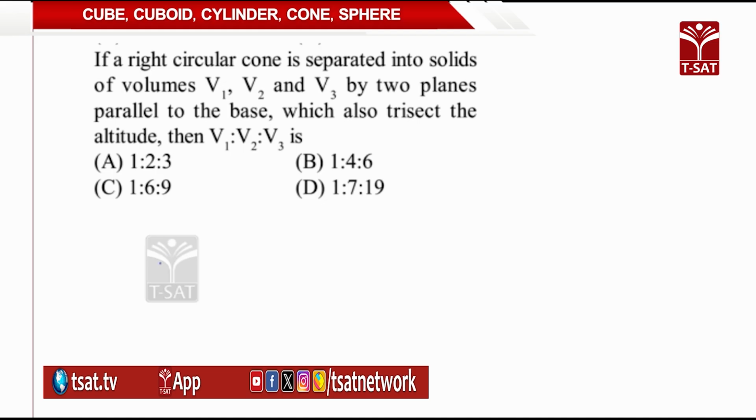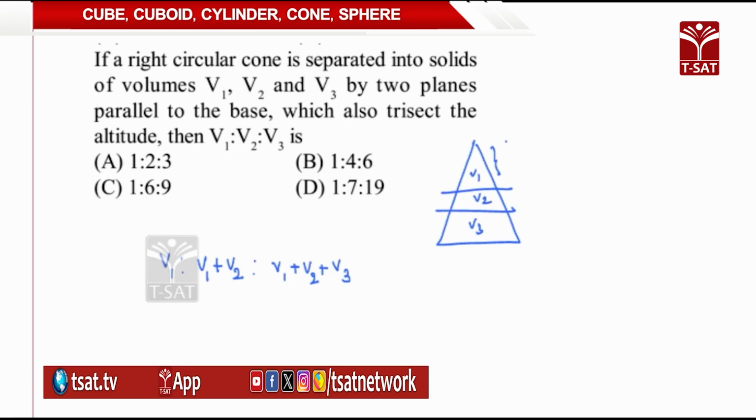So if you look at, I told you this V1 is to V1 plus V2, V1 plus V2 plus V3. While explaining the properties of a cone, if you are trisecting it by using 2 planes, this is V1, V2, V3. So V1 is a cone, V1 plus V2 is also a cone, V1 plus V2 plus V3 is also a cone. Now how do the radius and height vary? It is in the ratio 1:2:3. Therefore, when it comes to volume, it becomes 1 cubed : 2 cubed : 3 cubed, which is 27.